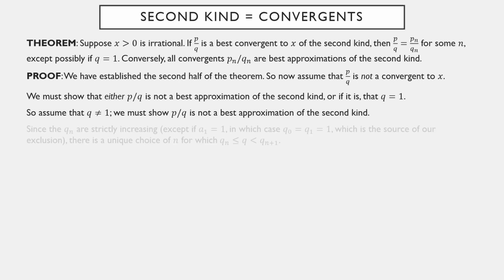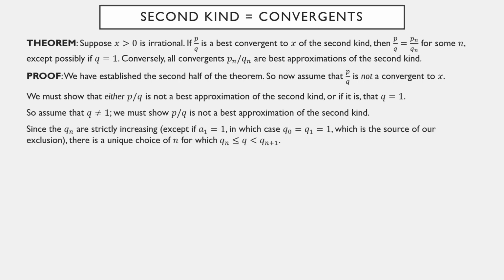Now the Qn's are strictly increasing with the possible exception of A1 equals 1, in which case Q0 is defined to be 1 and Q1 is defined to be A1, which is 1. So a while back we proved that the denominators Qn are strictly increasing except possibly Q0 equals Q1 when A1 equals 1. This is the source for the exclusion in this theorem. Other than that, if Q is not equal to 1, there is a unique index n for which the denominator Qn is less than or equal to Q is strictly less than Qn plus 1.